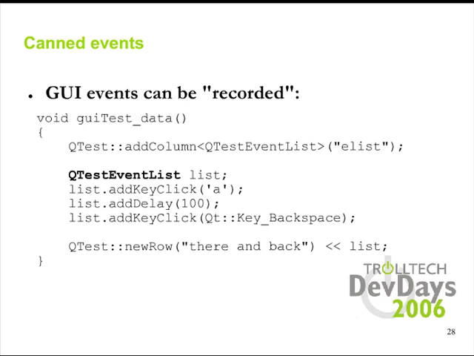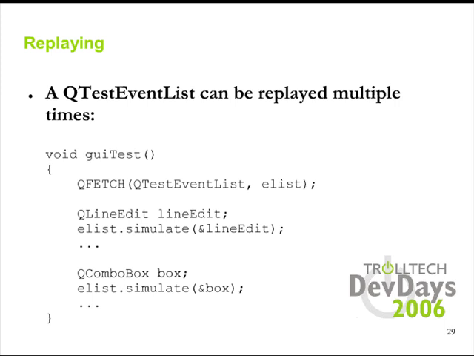So what happens is if I replay this QTest event list on any widget, it would send an A, wait, and delete it again. I call it there and back, and pipe it in. In my actual test, I fetch my event list, I create a line edit, and I call my list dot simulate on the line edit. So it will just replay those events. Of course, you can add mouse moves, mouse clicks, delays, key clicks, and all the other stuff.